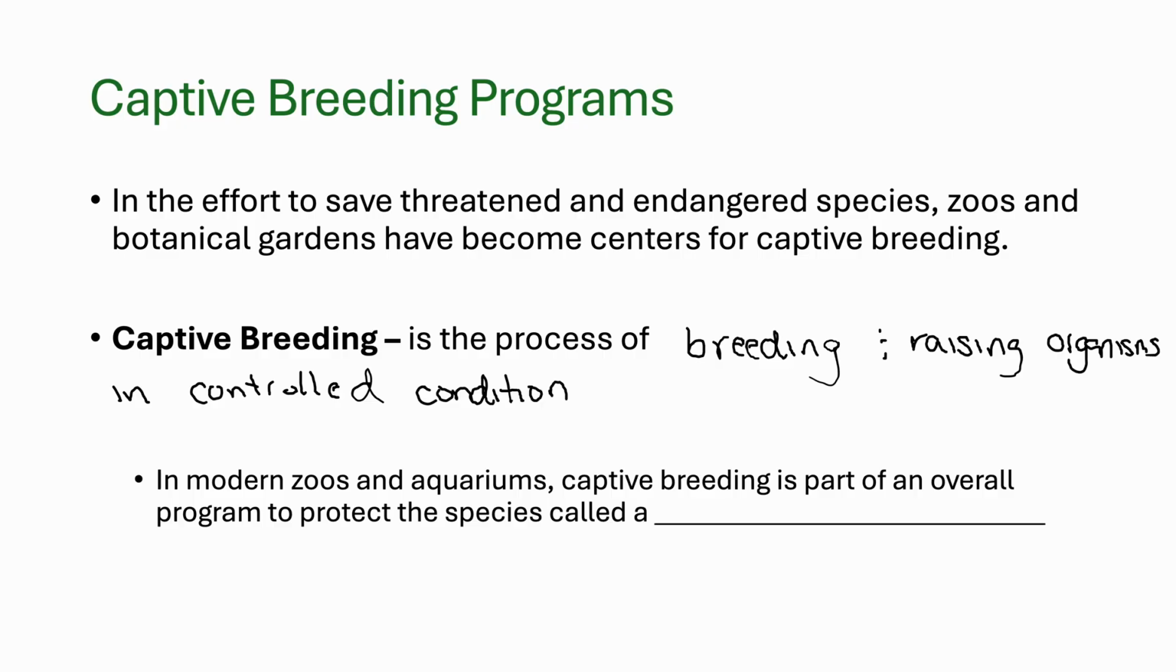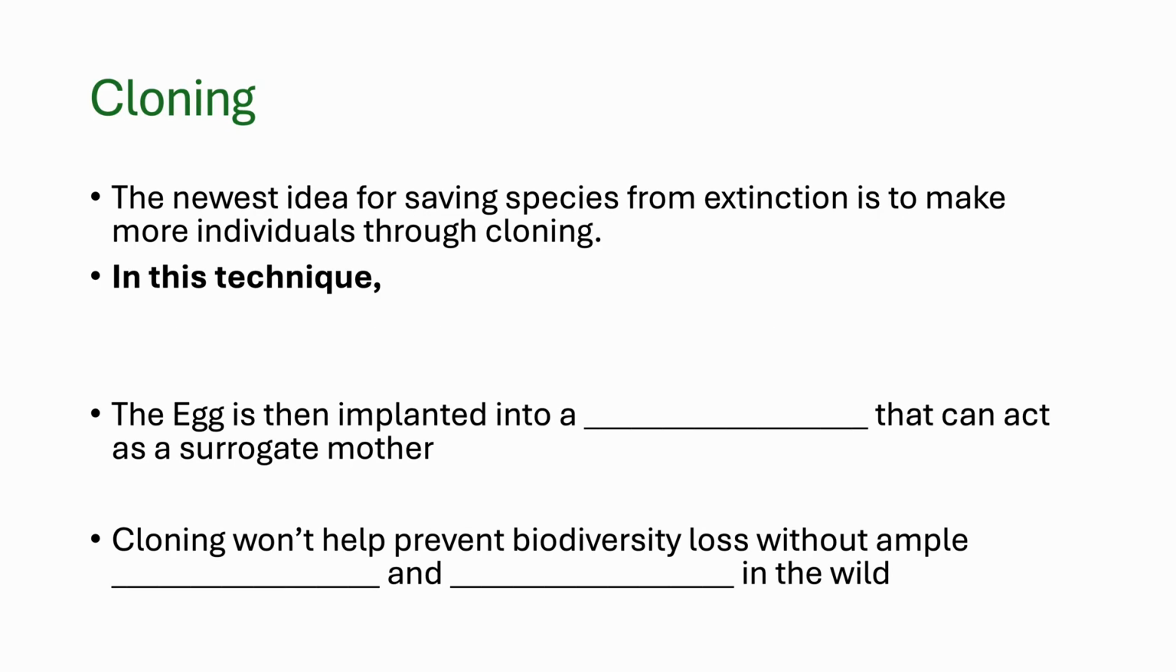Now, in modern zoos and aquariums, captive breeding is part of an overall program to protect the species that we call species survival plans, or we abbreviate it as SSP. So again, when we're looking at this, we want to look at how we are affecting endangered species. We're not just breeding them in the zoo to keep them in the zoo, but trying to reintroduce them back into the environment.